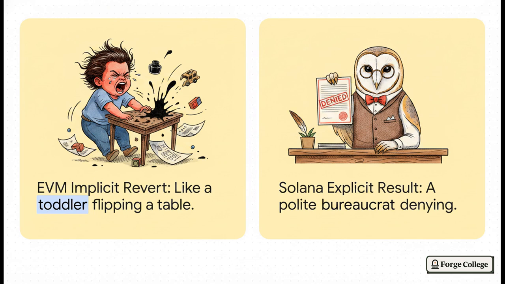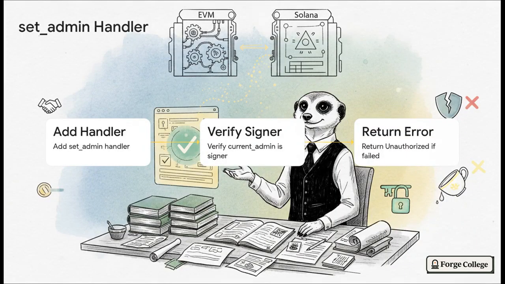Solana, though? Solana is much more civilized. Solana is like a polite bureaucrat handing you a neatly stamped denied form. It uses explicit result returns and custom error enums. The program just gracefully stops, hands you an exact error code, and logs exactly why it didn't proceed. To see this polite bureaucrat in action, let's look at a setAdmin function.